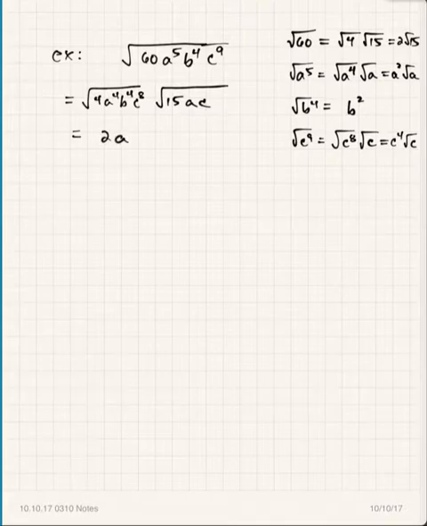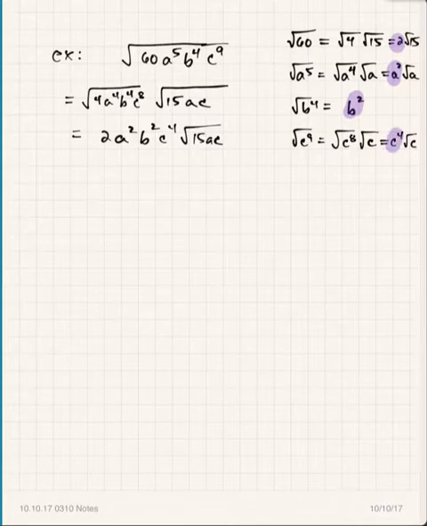And so you end up with 2a squared, b squared, c to the fourth times the square root of 15ac. Over on the side, I've got the 2a squared, b squared, c to the fourth, right? Those are the numbers outside of the radical. And then what's left underneath the radical is the square root of 15, the square root of a, and the square root of c. There's no b's left underneath the radical, and so here's my 15ac underneath the radical. All right, so we talked about problems like that.